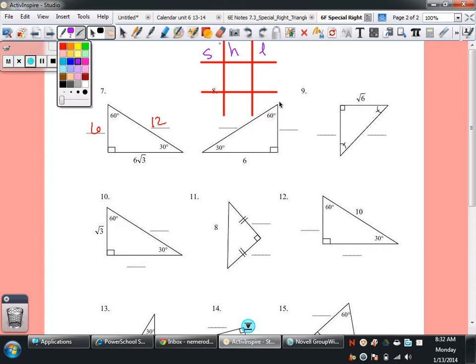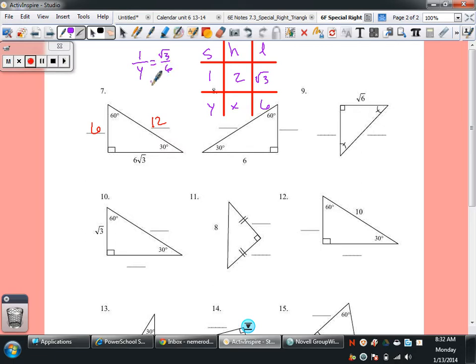Alright, so for this one, the hypotenuse we don't know, the short side we don't know again, and the long side is 6. So let's make those x and y. So we'll say 1 over y equals the square root of 3 over 6. We cross multiply here, and we get y times the square root of 3 equals 6. Divide both sides by square root of 3, and we get y equals 6 over the square root of 3.